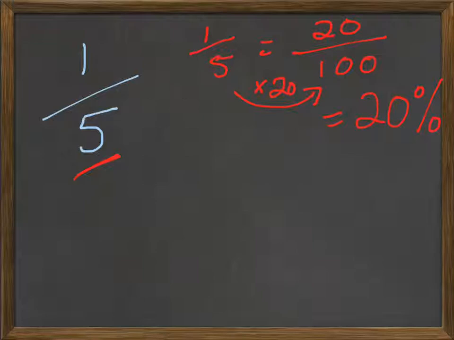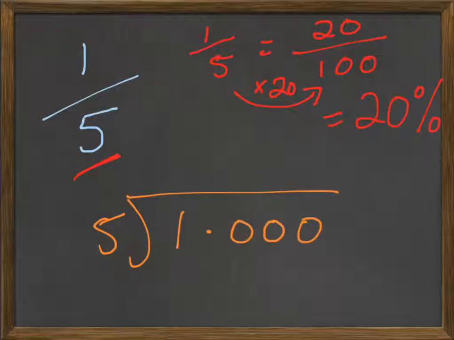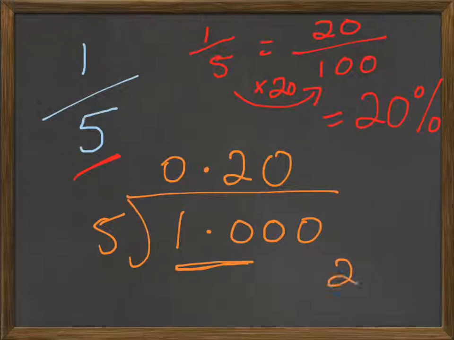What I can also do is turn it into a decimal by seeing how many 5s go into 1. Well, 5s don't go into 1, so I need to use some decimals. So how many 5s go into 1? None. So our remainder goes across, so now it's 5s into 10. 5s into 10 go 2, remainder 0, and 5s into 0 go 0. I've got 0.20, which is 20%.